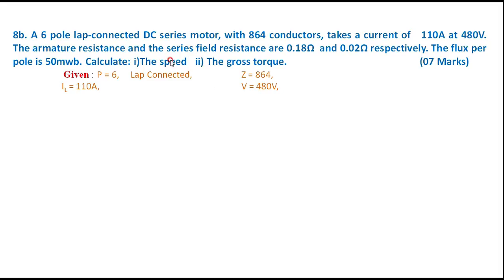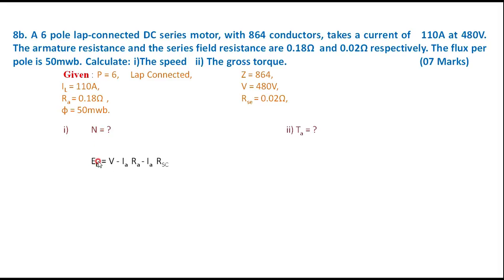Then he asks you to calculate the speed. The speed variable appears in the back EMF equation, that is EB is equal to phi Z N P by 60 into A. Therefore, our first step is to find out EB. How to find out the EB? The other data given are RA and R series, and phi is also given. They ask N and TA. Therefore, first our intention is to find out EB.